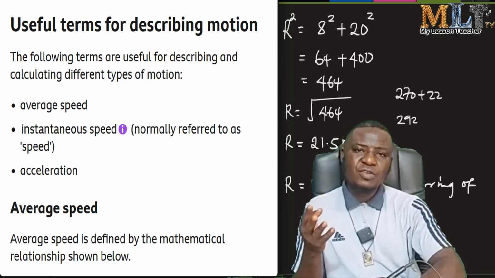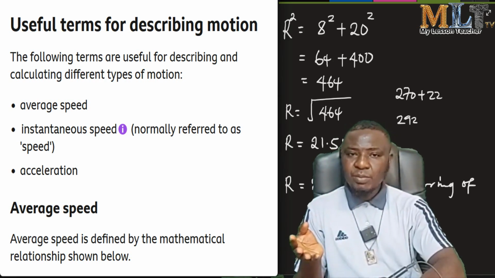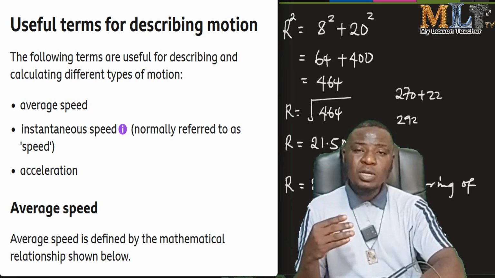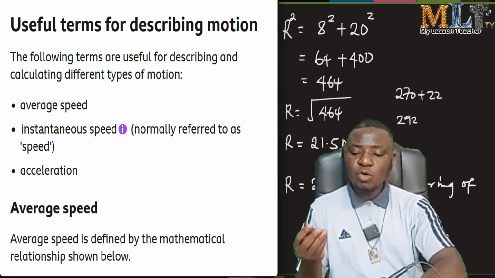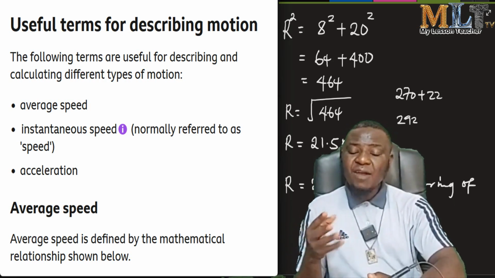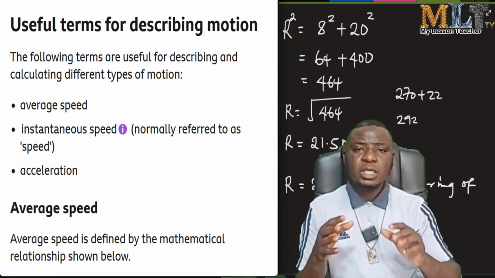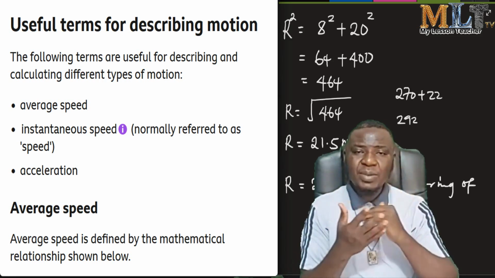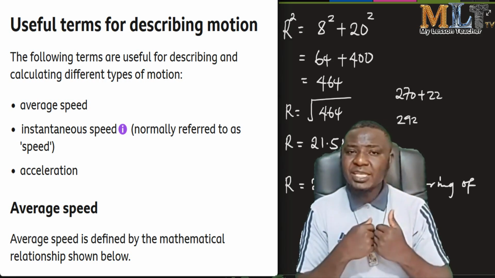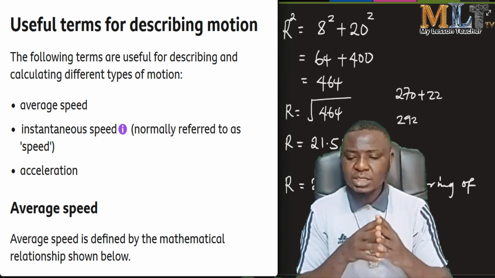So you may hear something like average speed, because you can't actually tell the instantaneous speed, so we focus more on the average speed of that object. Also, you may hear of something like instantaneous speed. Average speed can be said to be the total distance divided by the total time taken. It gives you the average speed.